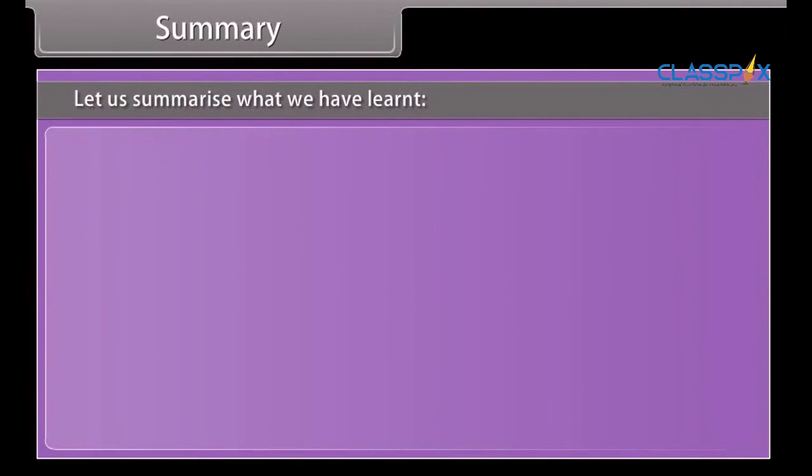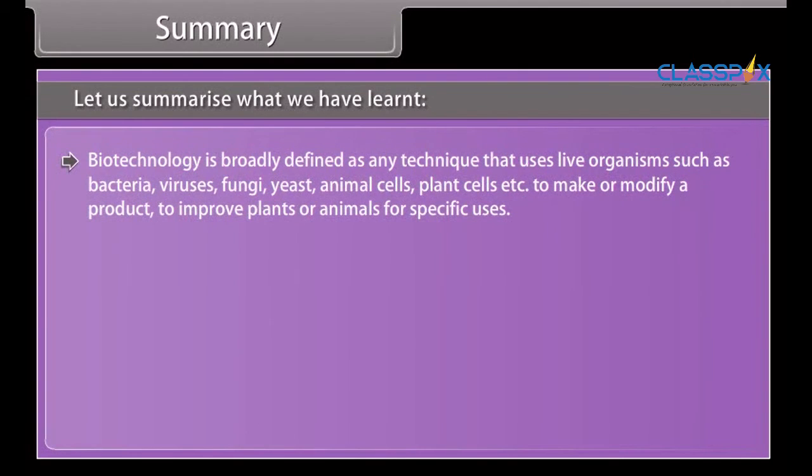Summary. Let us summarize what we have learned. Biotechnology is broadly defined as any technique that uses live organisms such as bacteria, viruses, fungi, yeast, animal cells, plant cells, etc. to make or modify a product to improve plants or animals for specific uses.